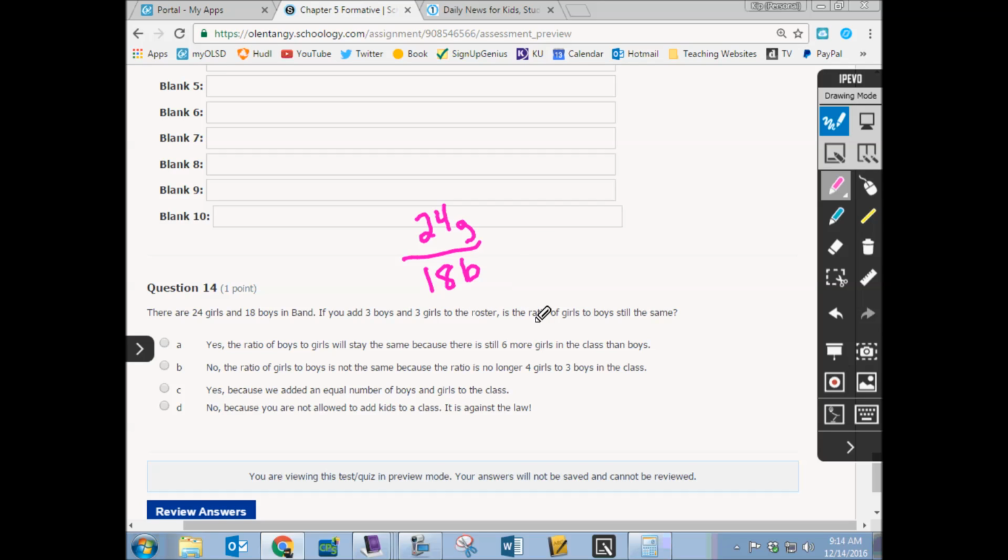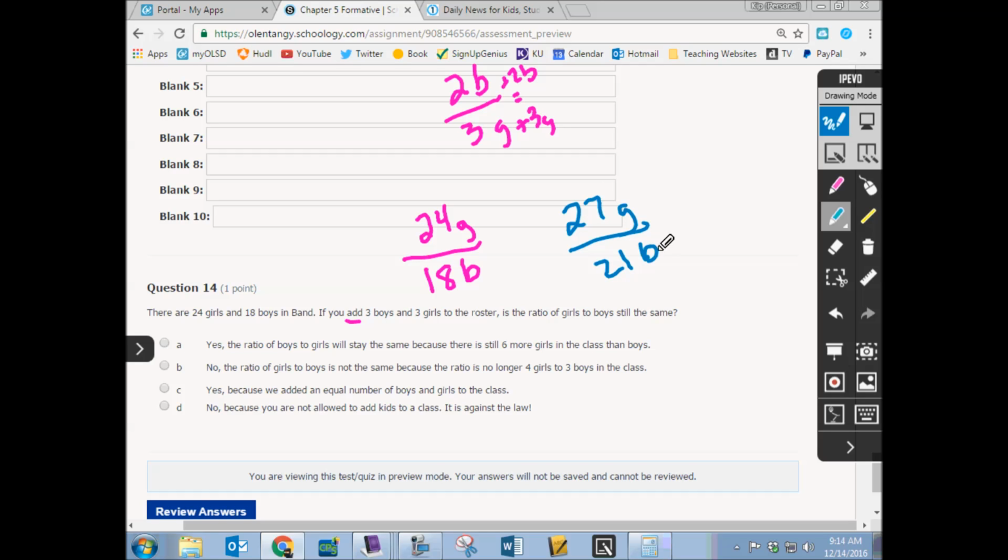Now, some of you saw the word add, and you automatically said no, and you circled either that one or that one. That's not correct. Because if you add the right amounts, you can actually create an equivalent ratio accidentally. You know what I'm saying? Like if I said there were 2 boys for every 3 girls, and I'm going to add 2 boys and 3 girls, wouldn't that give you something equivalent? So let's look at this. If I did it, my new ratio would be 27 girls and 21 boys, right?